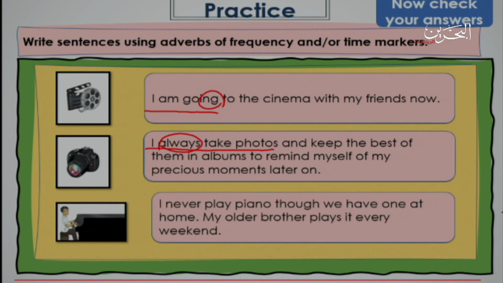Let's go to the last picture, the third one. Here is a suggested answer. I never play piano, though we have one at home. My older brother plays it every weekend. Here I have used the present simple tense because I have got the adverb of frequency, never. And I didn't add anything to the verb play. See, no s, no ing, nothing. It's the base form of the verb.